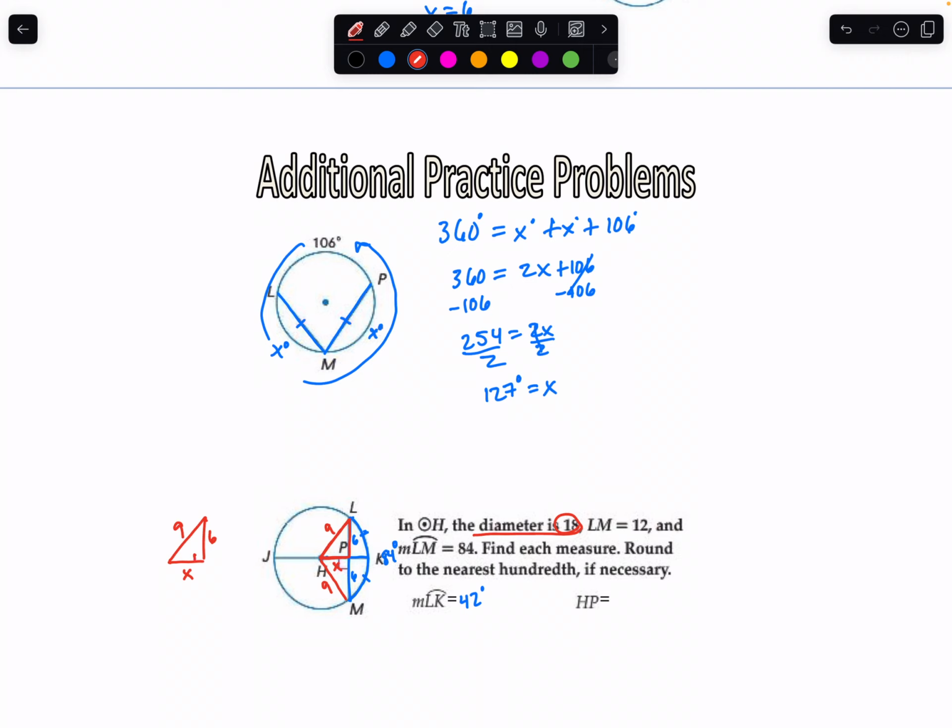Again, since it's a right triangle and we have 2 given sides, we can use the Pythagorean theorem. Had we known an angle or something else, we could do SOHCAHTOA. We're dealing with the Pythagorean theorem. So we have x squared plus 6 squared equals 9 squared.